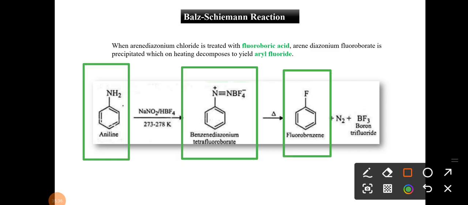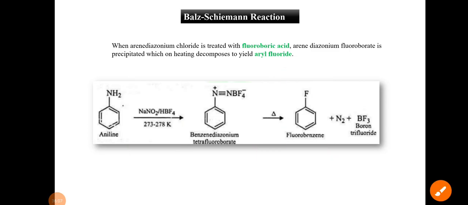Again, the Balz-Schiemann reaction is from the diazotization reaction type, right? The aniline is converted into the benzene diazonium salt, and that benzene diazonium salt is treated with fluoroboric acid. You get benzene diazonium tetrafluoroborate, and finally you get fluorobenzene. So the Balz-Schiemann reaction is all about fluorobenzene. What is your product? Fluorobenzene.